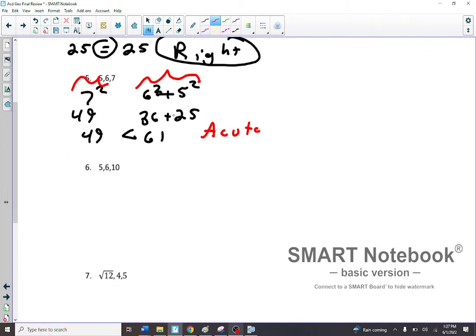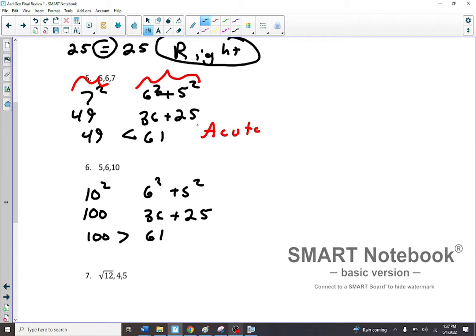Number 6, 10 squared. Let's do it in black. 10 squared is 6 squared plus 5 squared. 100, 10 is by itself because it's the biggest one. 100 equals 6 squared, which is 36, plus 5 squared, which is 25. So 61 again. 100 happens to be versus 61 again. Obtuse? This one, because 100's bigger, it's obtuse. Because C is bigger, I should say, more particularly.